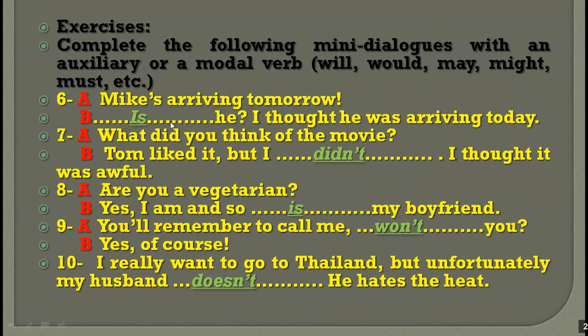Mike is arriving tomorrow. Is he? So I'm surprised. I thought he was arriving today. So we're using an auxiliary verb. But you have to use the same auxiliary verb. Here we have verb to be, so you have to use verb to be.